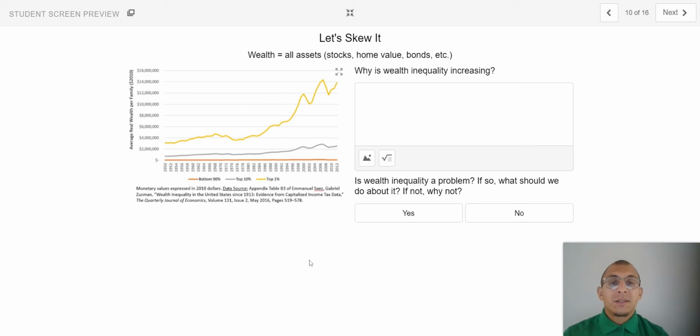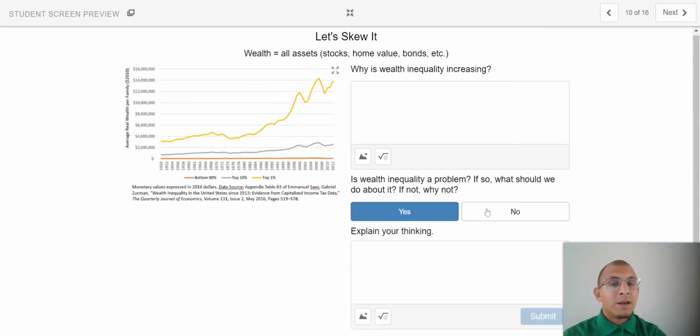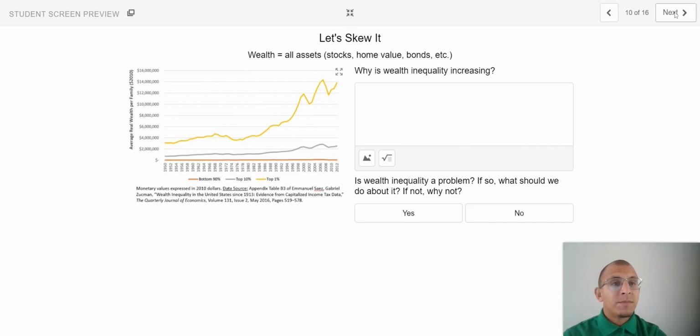And in this final piece, we stack them together on the same graph and reorient our vertical axis. Wealth here we're defining as all assets, stocks, home value, bonds, etc. Why do you think that wealth inequality is increasing? And then to conclude, is wealth inequality a problem? If so, what should we do about it? And if not, why not?